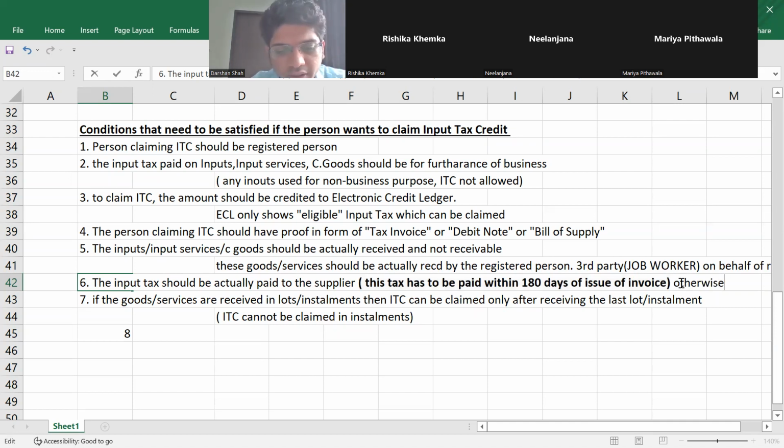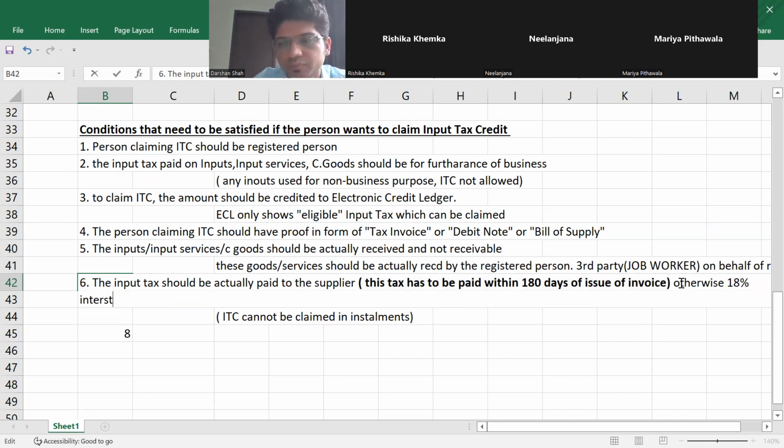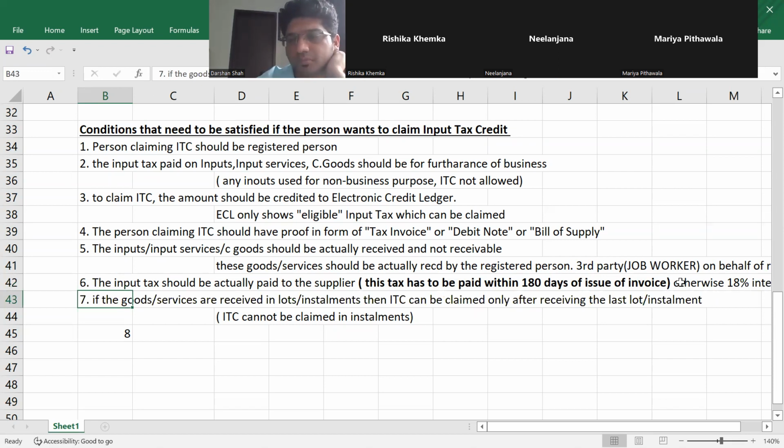Otherwise, 18% interest. And that interest you will have to pay to your government. Not just that, the supplier will also charge a different penalty. So I have to make 2 interest payments: one to the supplier for late payment and one to the government for wrongly claiming the ITC.